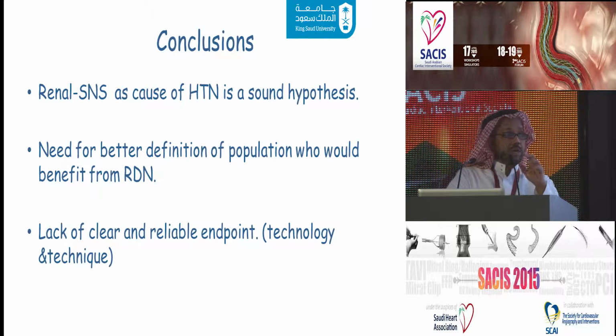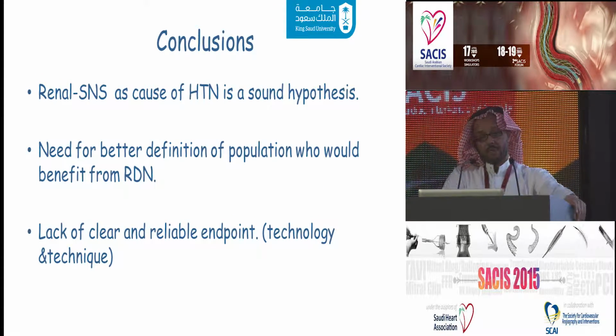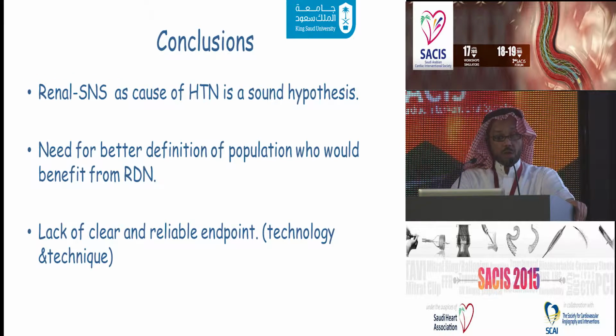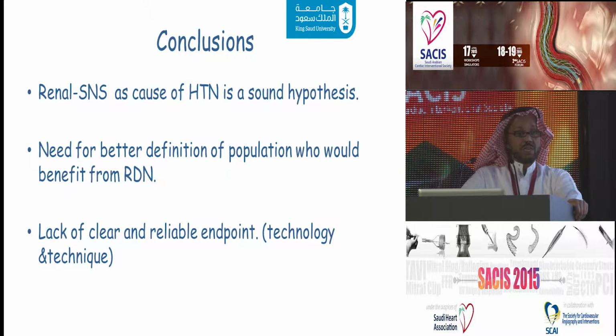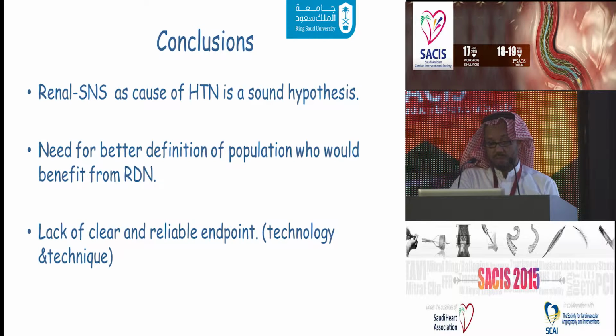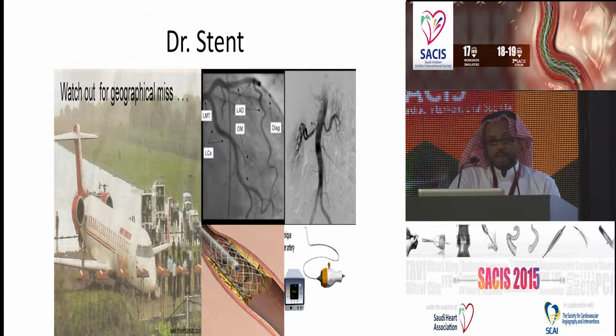So in conclusion, Mr. Chairman, the renal sympathetic nervous system is a cause of hypertension, and it's a very sound hypothesis. I believe that. There is a need for a better definition of the population who would benefit from denervation therapy. Lack of a clear and reliable endpoint due to technology and technical issues most likely sits behind the failure in the field. And finally, this is an artery.